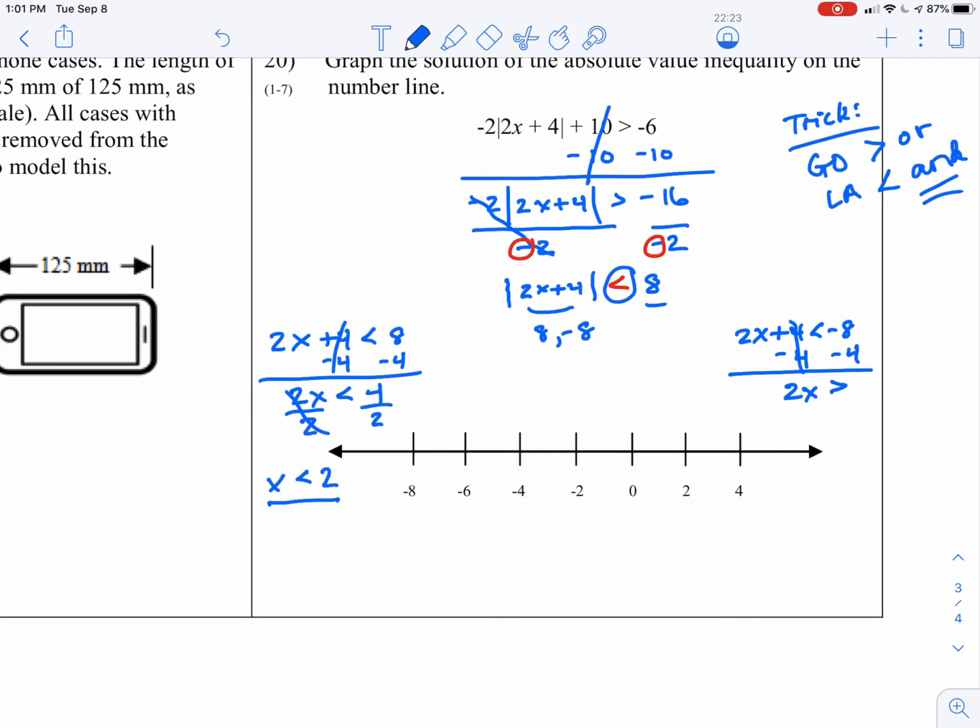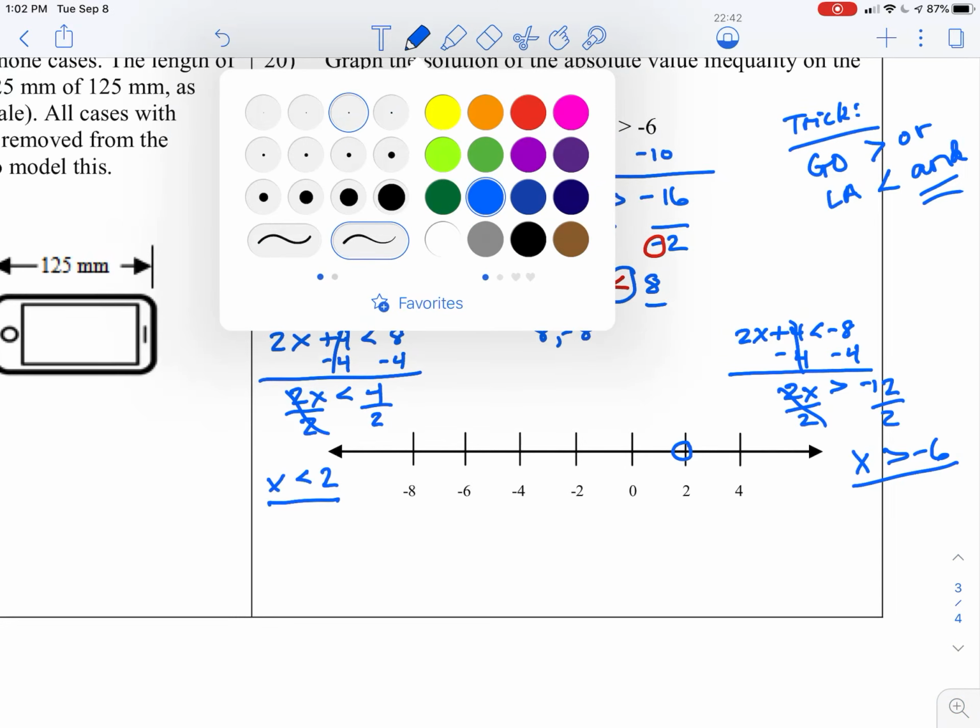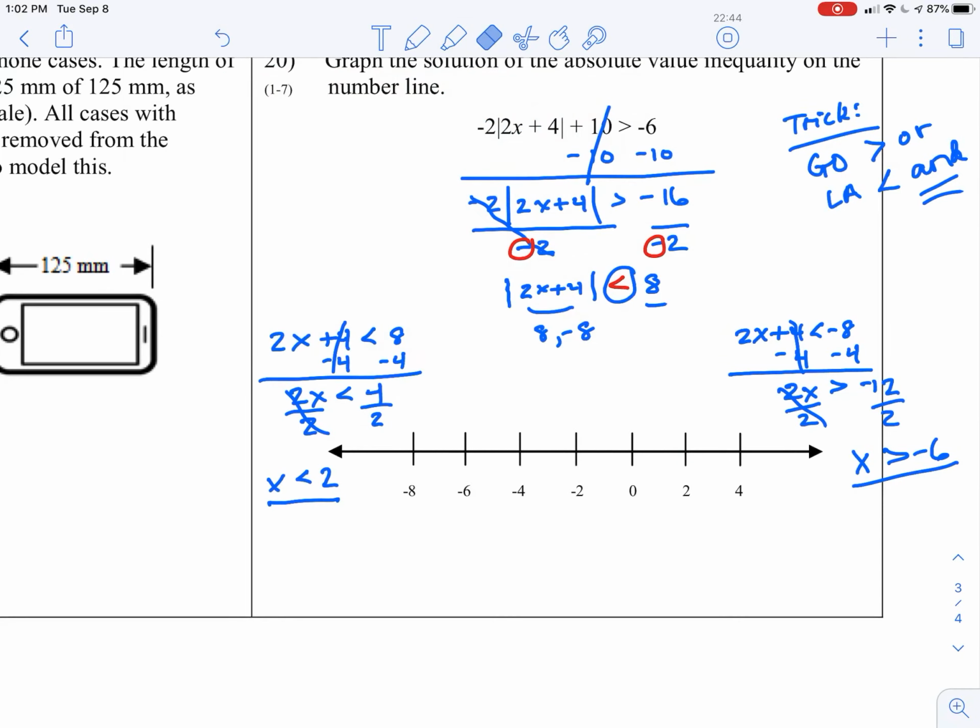So 2x is greater than negative 12. Excuse me. We divide by 2. X is greater than negative 6. And that's my other solution. So let's go ahead and we're going to graph these. So I have x is less than 2. Let me use red. I always like to use red here. X is less than 2. And x is greater than negative 6.